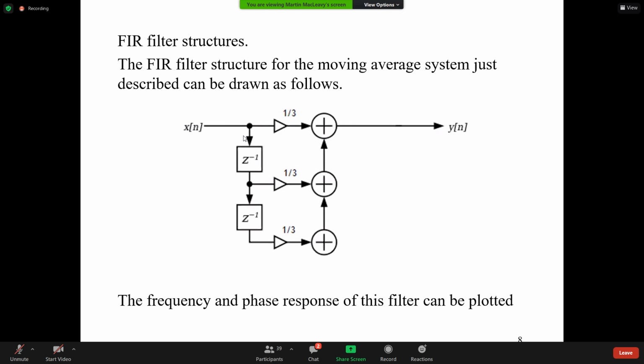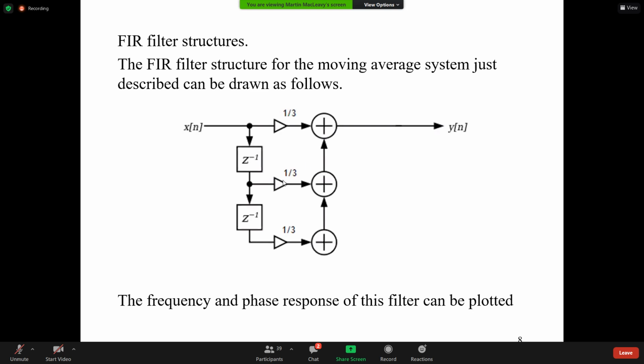And when we follow it through here, it has been delayed. So we have 1/3 x of n minus 1 coming here, and the final term, 1/3 x of n minus 2, comes through here. And then they're all added together. So we get 1/3 x of n plus 1/3 x of n minus 1 plus 1/3 x of n minus 2 at the output, which gives us our y of n.